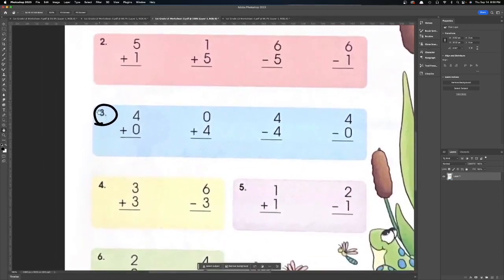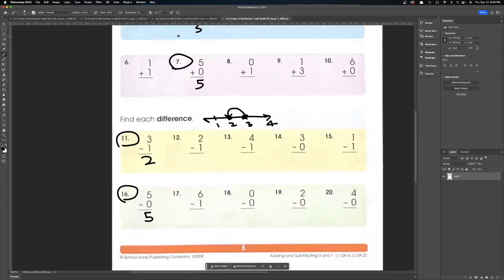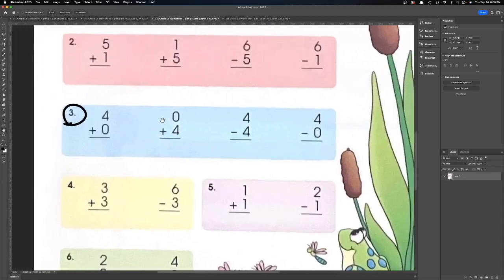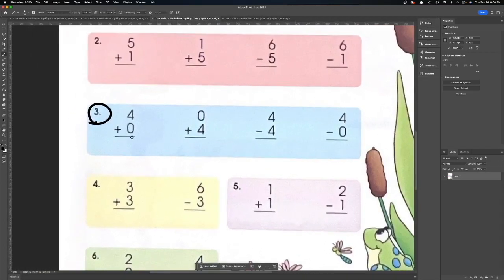Now let's do number 3. It says 4 plus 0, and if we learned anything from the first worksheet, it's that if you add or subtract 0, it's just the original number. So 4 plus 0 is 4. And 0 plus 4, that's the same thing as adding 4 plus 0, which is also 4. 4 minus 0, let's do this first since we know what that would be, is also just 4.